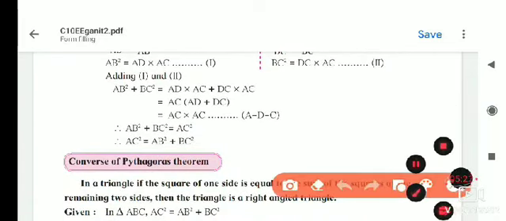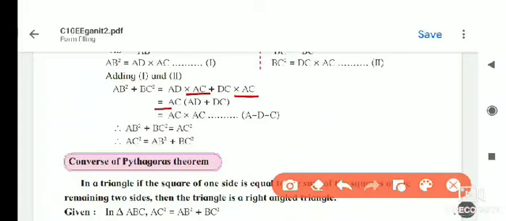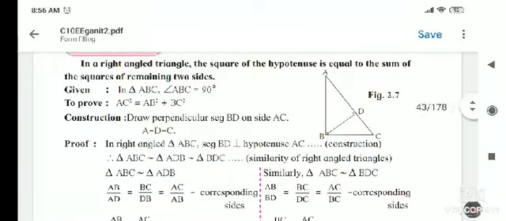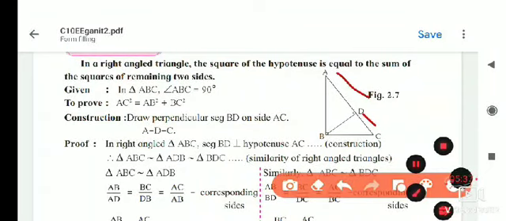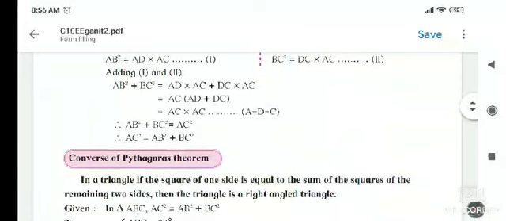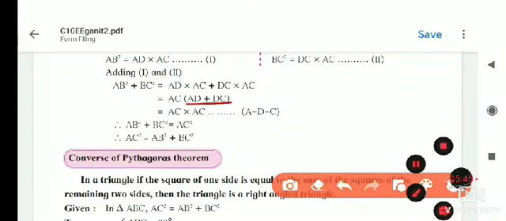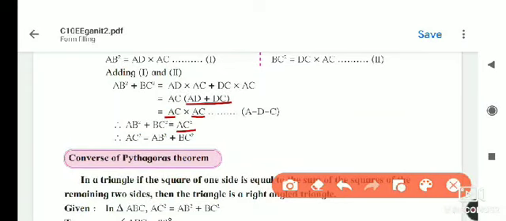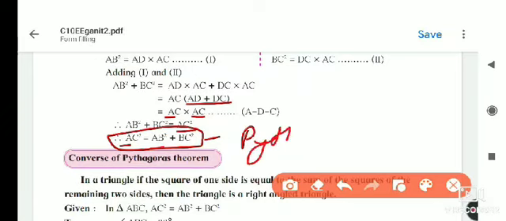Now the next point is that from this, AC, just take it common. AC we had taken common, and the remaining two are AD and DC. So the sum of AD and DC, if you see the figure, AD plus DC is equal to AC. Now replace this AD plus DC with AC. So AC into AC, we get AC square. Means AC square is equal to AB square plus BC square, and it is nothing but the Pythagoras theorem.